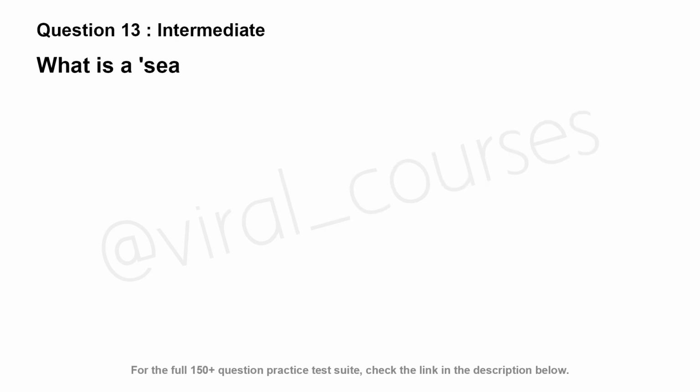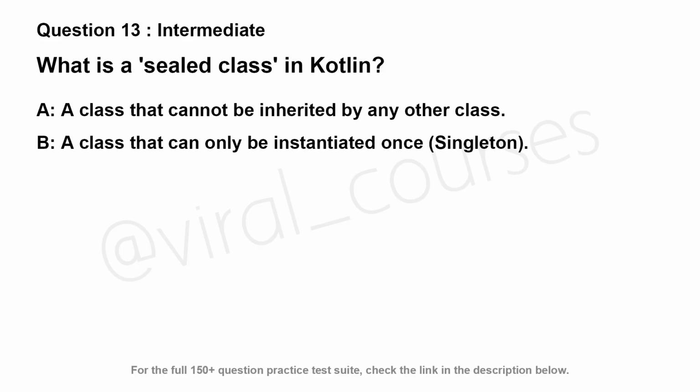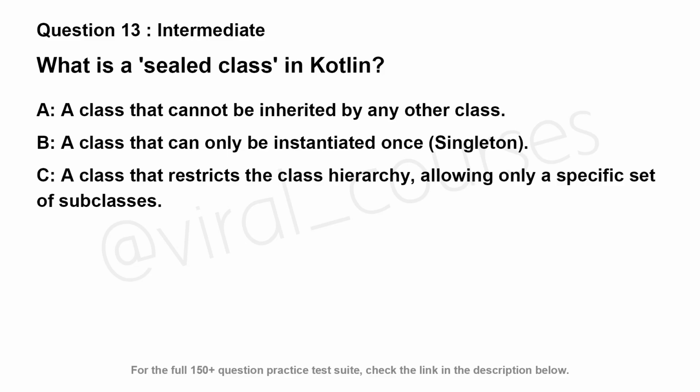What is a sealed class in Kotlin? Option A. A class that cannot be inherited by any other class. Option B. A class that can only be instantiated once. Singleton. Option C. A class that restricts the class hierarchy, allowing only a specific set of subclasses. Option D. A class used only for data storage.